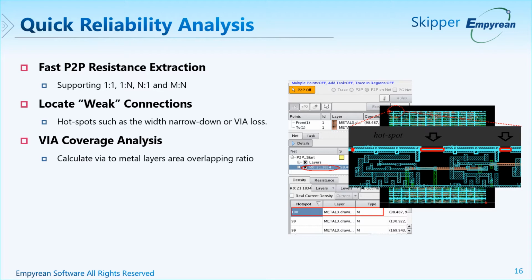You can place multiple voltage sources and grounds on the layout. Skipper can then quickly extract the resistance numbers for every segment on the net and then calculate the current density on every segment. It will then rank the segments with higher current densities on the top, alerting you to the segments that are potential hotspots and might become weak spots for reliability.